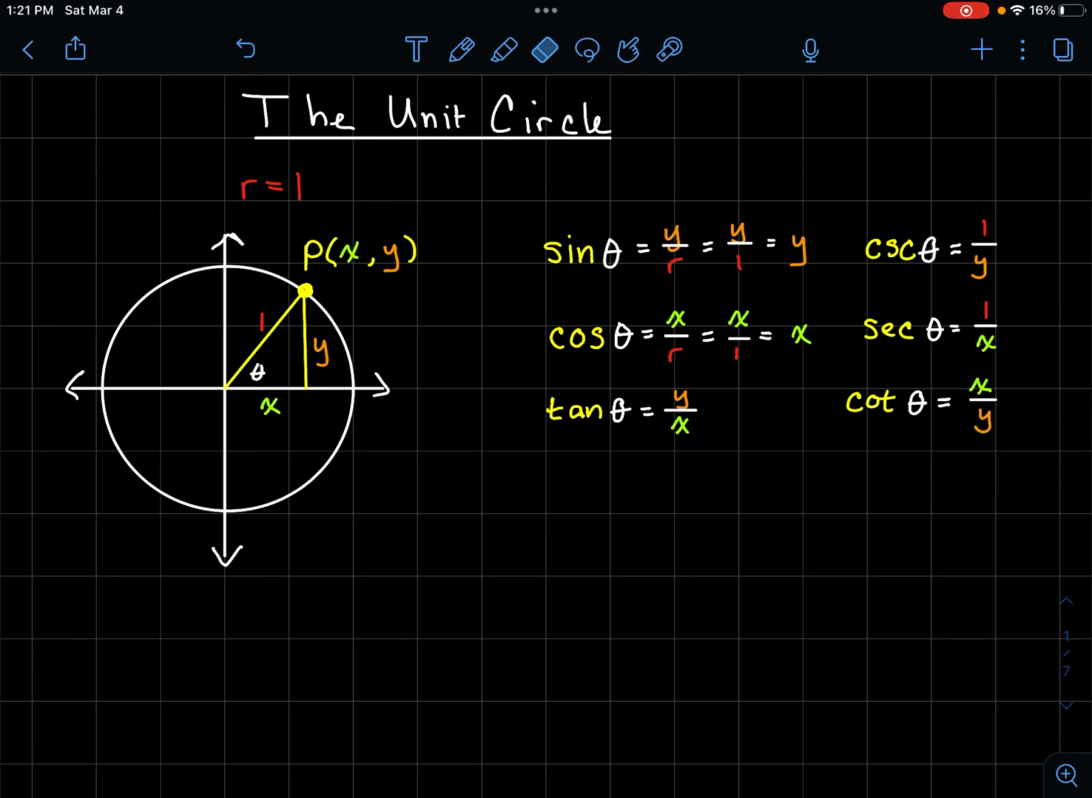Now, a really important point to notice here is that we have ordered pairs that we write as x comma y, but now that our cosine is equal to x and our sine is equal to y, we can think of our ordered pairs as cosine comma sine. So if you look at an ordered pair in a unit circle, the x value will tell you what the cosine value is, and the y value is going to tell you what the sine value is.